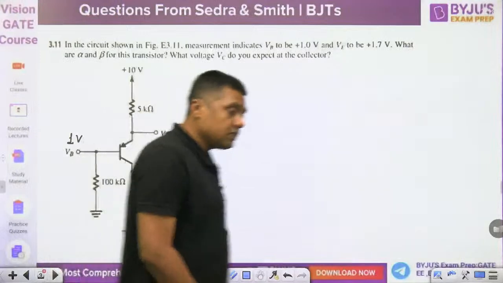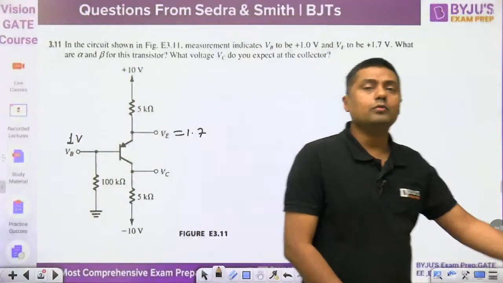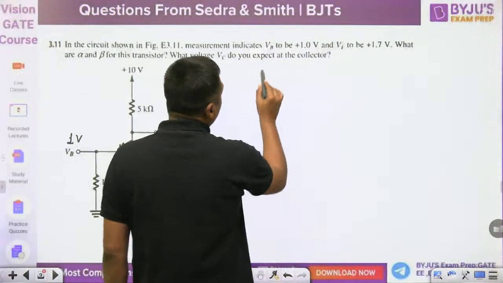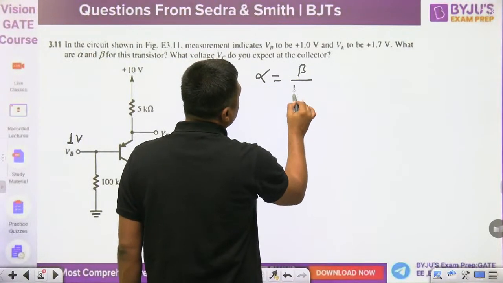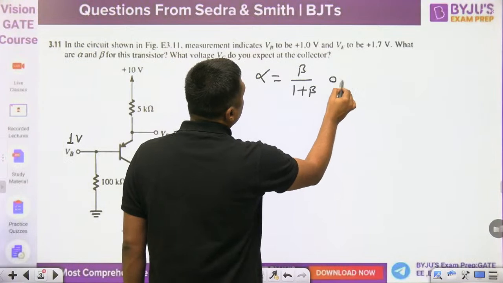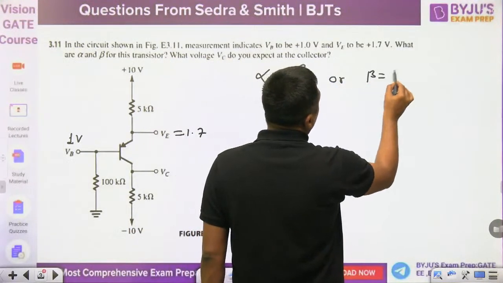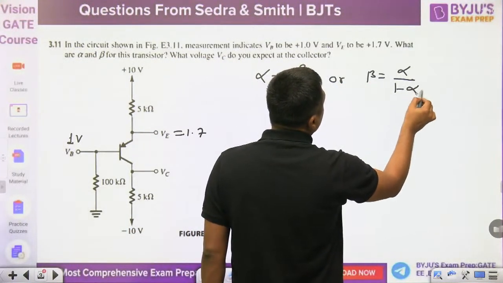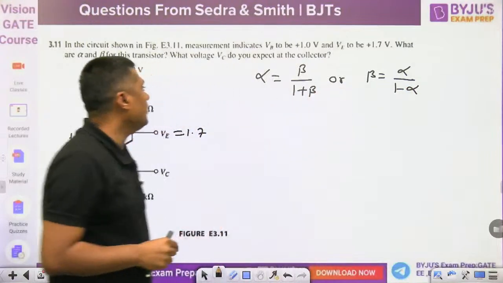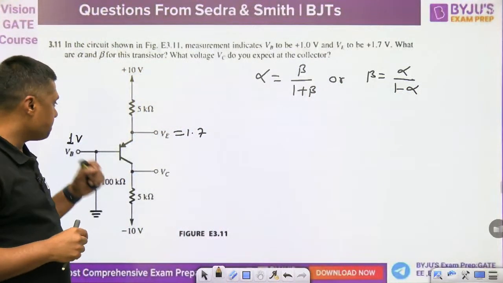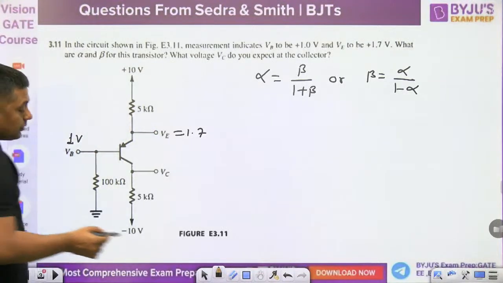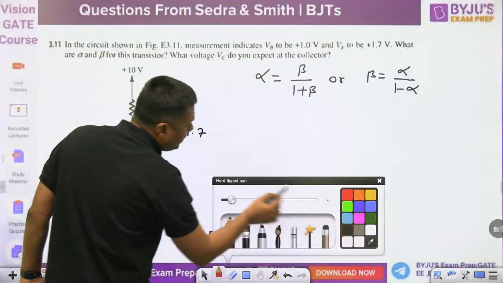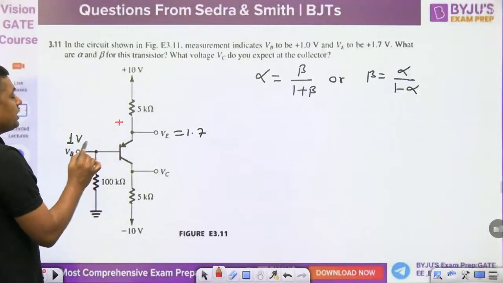Alpha and beta are not given. If you have the value of alpha, you can find beta. If you have the value of beta, you can find alpha, because alpha is equal to beta upon 1 plus beta, or beta is equal to alpha upon 1 minus alpha. You have to find any one value and then VC. Now, VE and VB are given, which means you have to find VEB in case of PNP transistor.